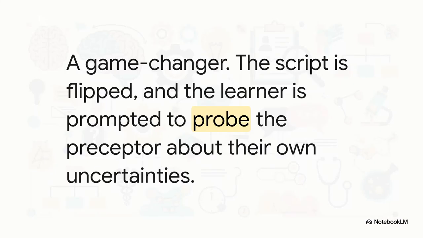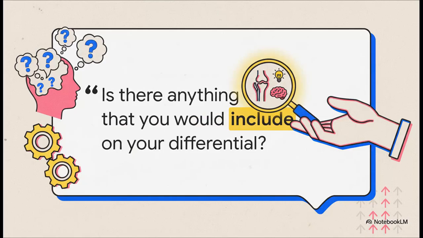Step 4, probe. Now, this one is a total game changer because the script gets completely flipped. Instead of the preceptor doing all the questioning, the learner is prompted to probe the preceptor. They are given the space to ask about their own uncertainties. This simple question completely shifts the power dynamic. The learner shows their thinking, and then they actively ask for help. It creates the perfect coaching moment.